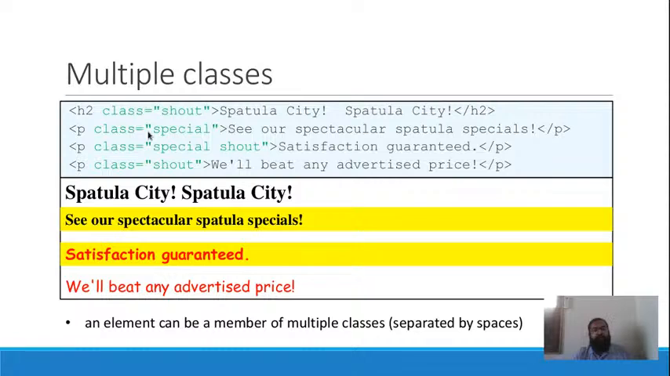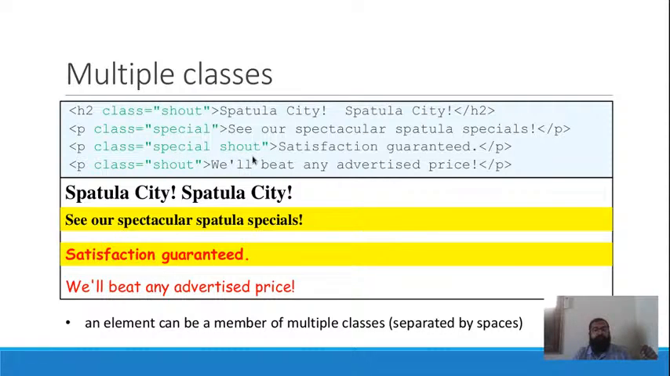Okay, and now we can also use multiple classes with a particular tag. Say for example, in the third one that we look at here, right? The first one is an h2 tag, next is a p tag, next is a p tag, and the last one is also a p tag. But the third one here, after the h2 and p, you have the third p, which is assigned to two classes, special as well as shout.